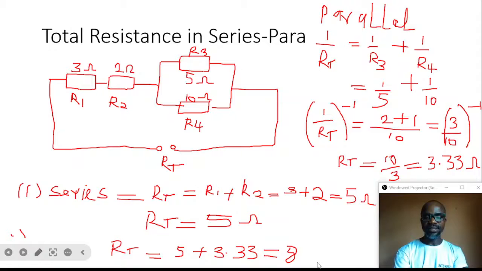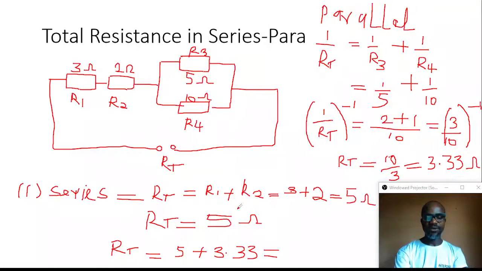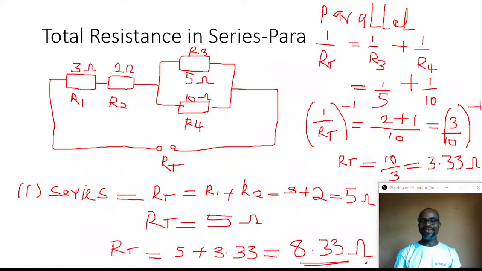All right. So now we go back again and complete this. 5 plus 3.33 is going to give us 8.33 ohms. That is the total resistance in the first figure, figure 1, so to say. So this is our answer. Very simple. Good. That is the way to do it.